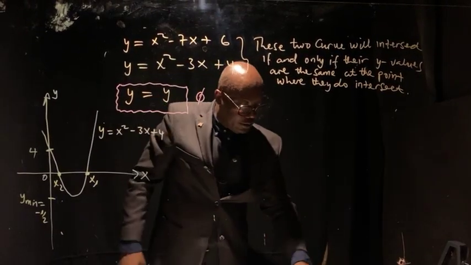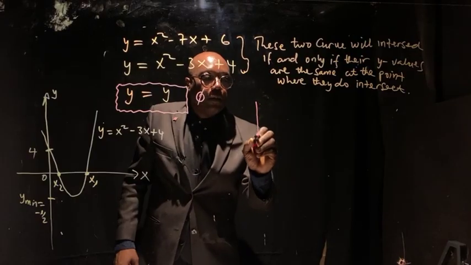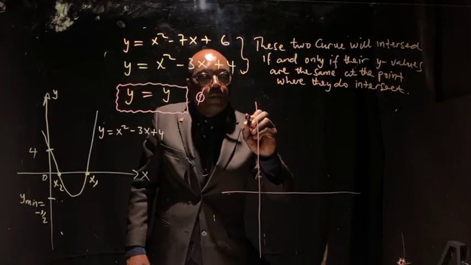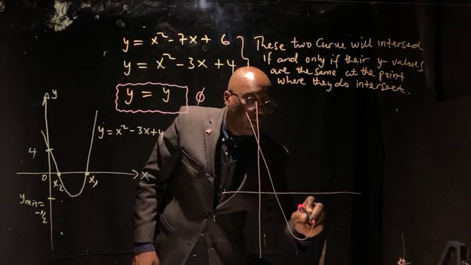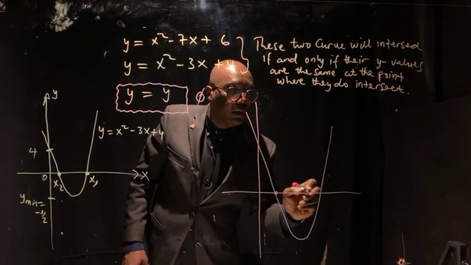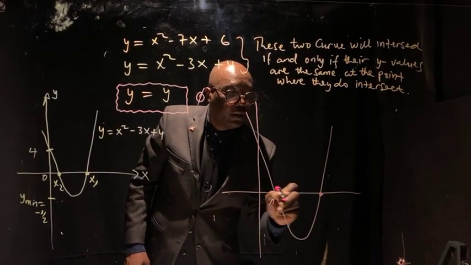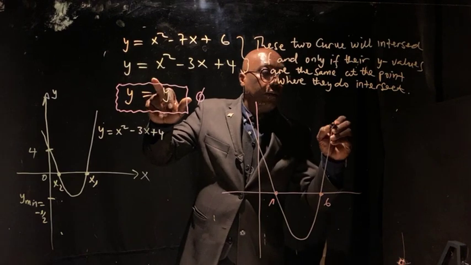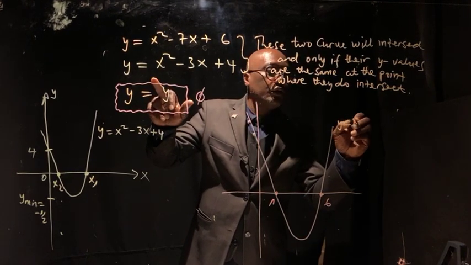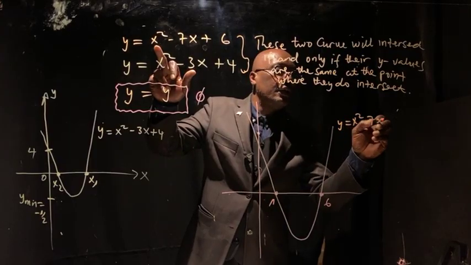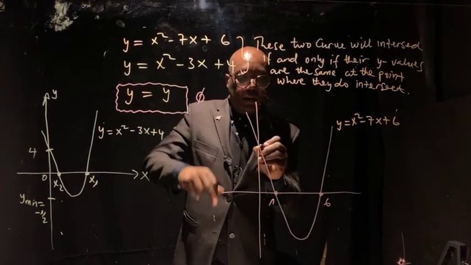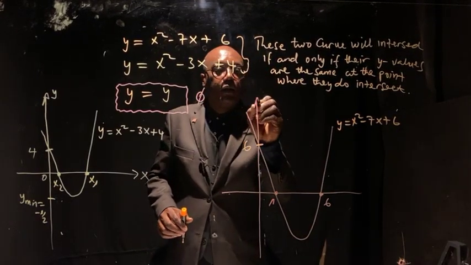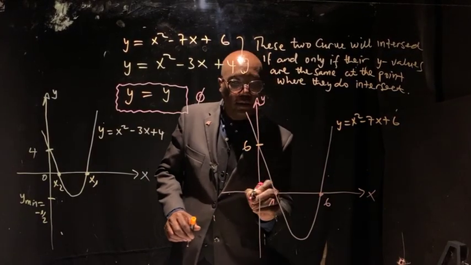Because we are not drawing it to scale, it should be the previous one. This was 1 and this is 6. That equation is y equals x squared minus 7x plus 6. And this place is 6. And this is the y-axis. And this is the x-axis. And this is the origin.